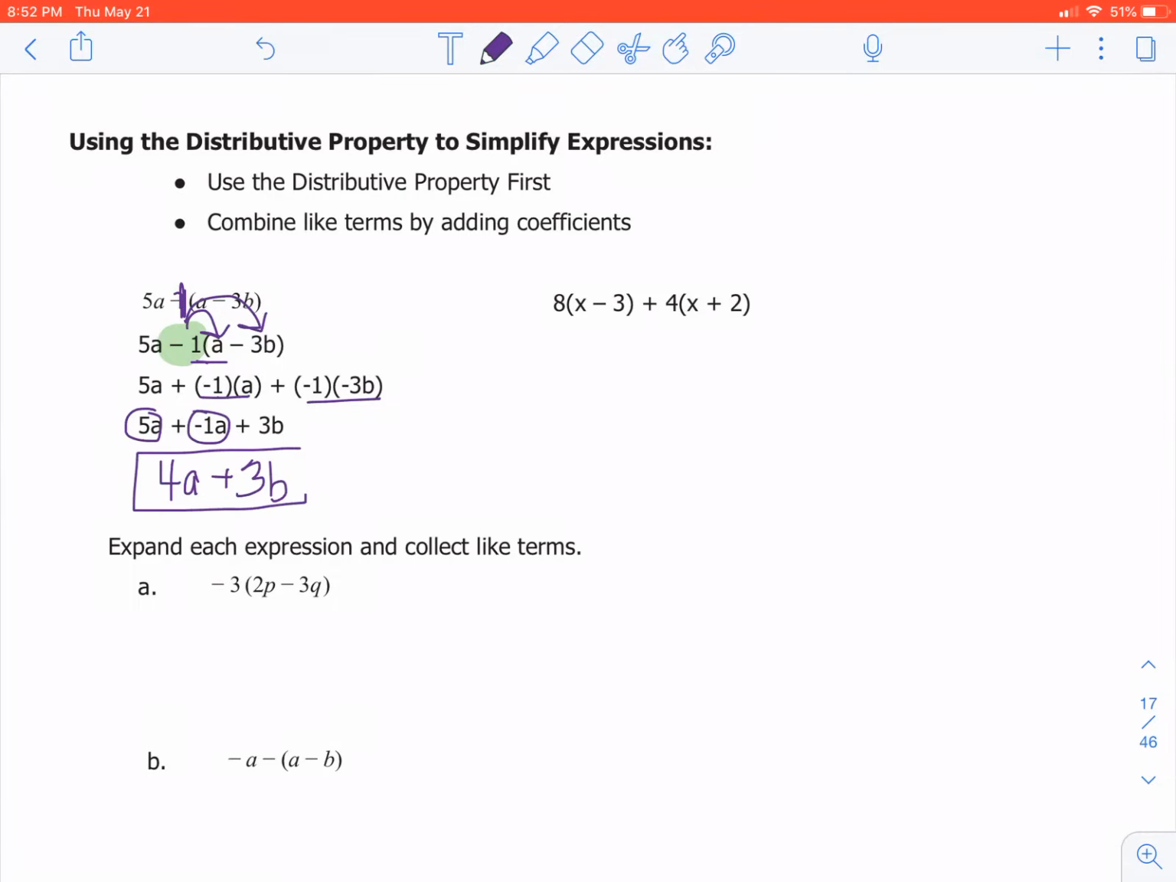Now, these are unlike terms. One has an a, one has a b. So those you cannot add them together.